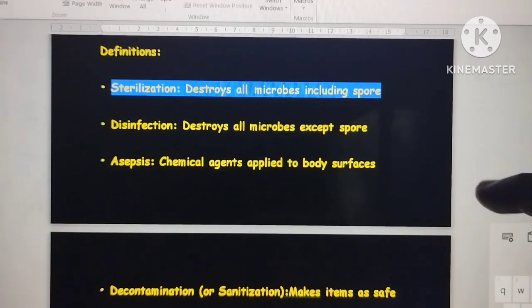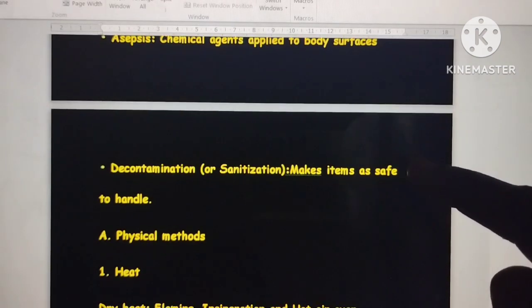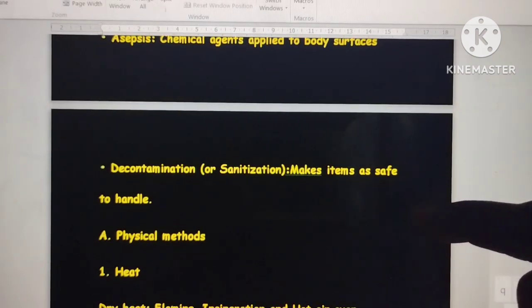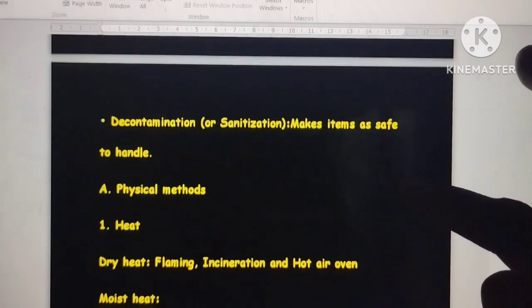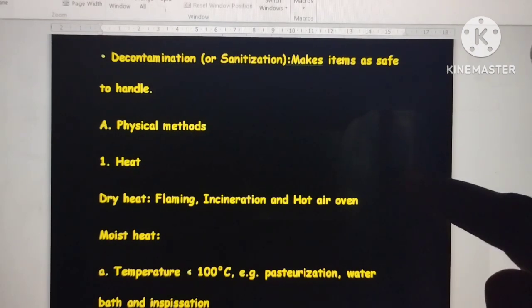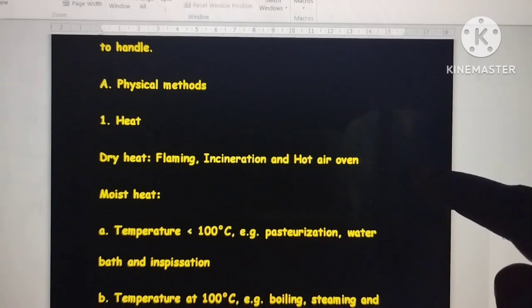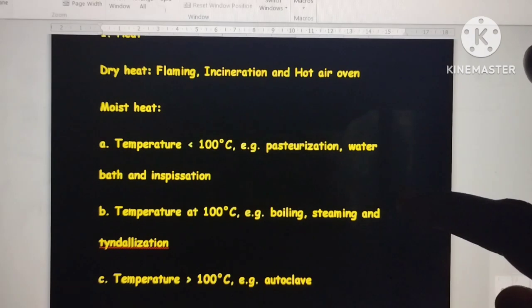These are the most common. Now the actual classification is divided into physical methods and chemical methods. Coming to physical methods, first is heat. Under heat, you need to remember dry heat and moist heat. Dry heat includes flaming, incineration and hot air oven, and for moist heat it is temperature less than 100, at 100 and more than 100.